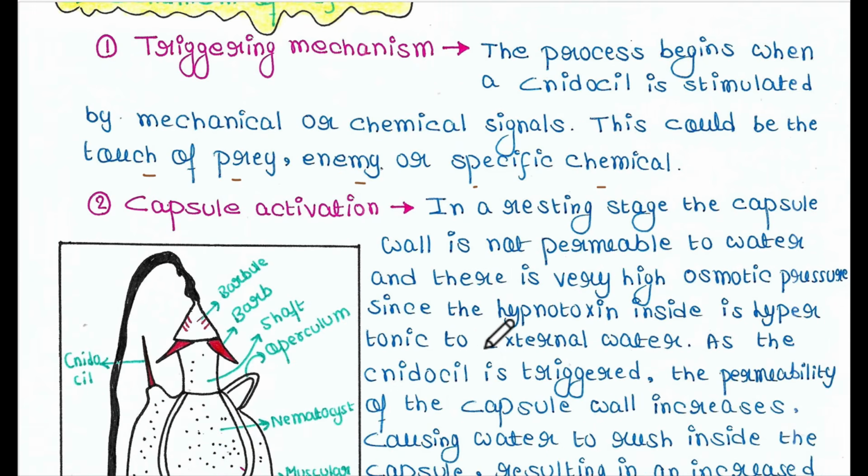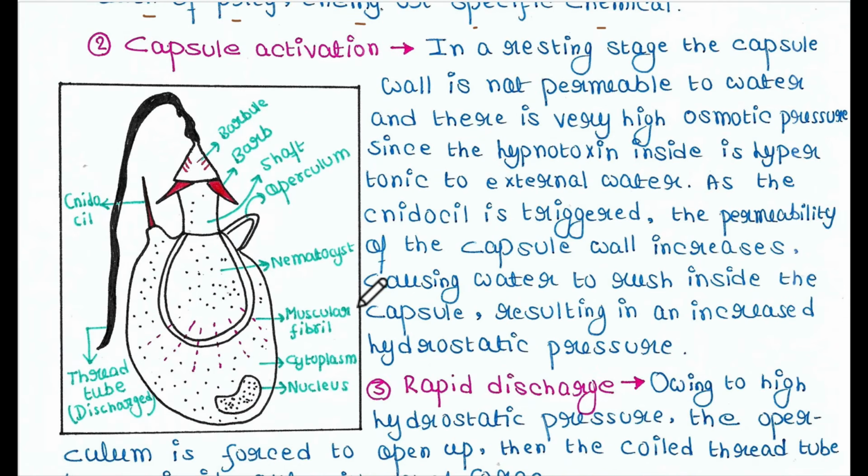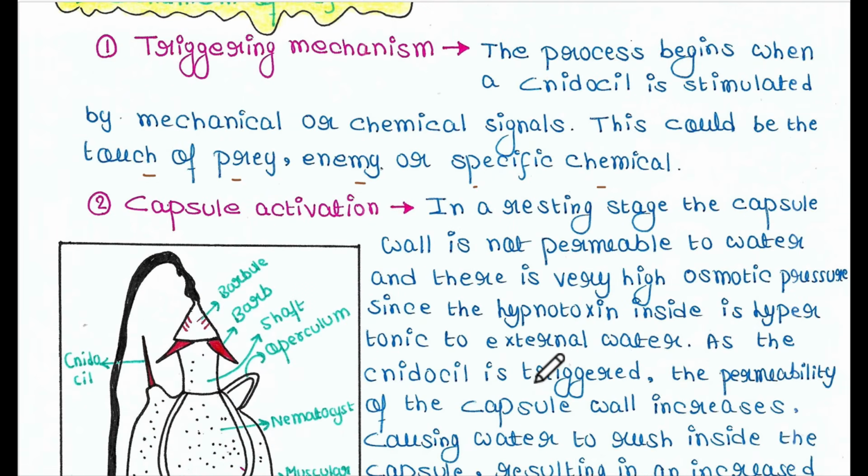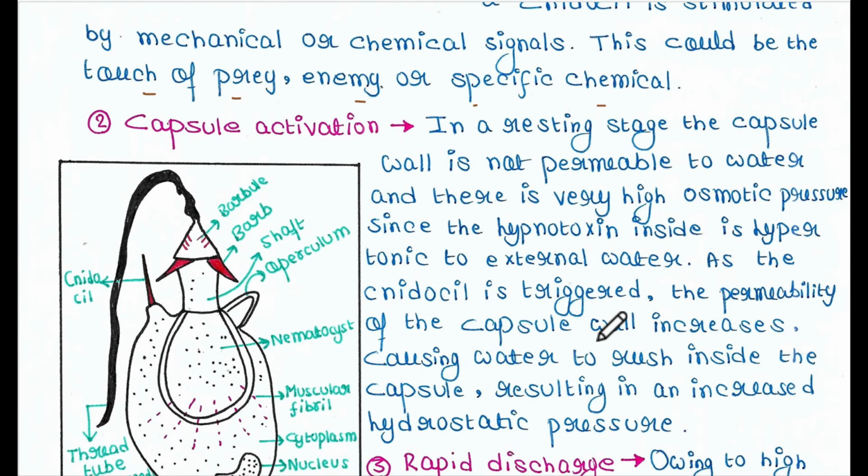And next is capsule activation. So what is the capsule? This is basically the capsule. Now, in the resting stage, the capsule wall is not permeable to water. So this is the capsule wall, and this wall is not permeable to water in the resting stage.